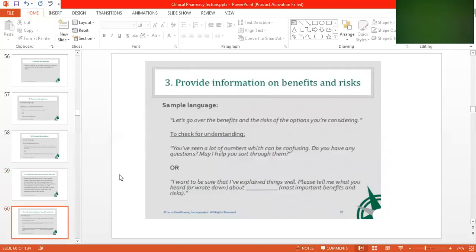Provide information, sample language: let's go over the benefits and the risks of the options you are considering to check for understanding. You have seen a lot of numbers which can be confusing. Do you have any questions? May I help you sort through them? Or, I want to show that I have explained things well. Please tell me what you heard or wrote down about the most important benefits and risks.